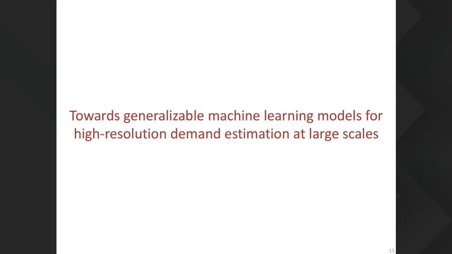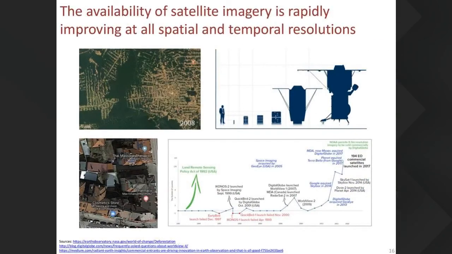And we're going to be relying on a lot of machine learning type tools to do that. And what I'm going to present is really a research direction that a lot of academic groups, my group included, but also groups at other universities, notably Jay Taneja's group at the University of Massachusetts Amherst. We're all kind of moving in a direction towards this goal of generalizable machine learning models for high resolution demand estimation at large scales. And this is what I'd like to talk to you about now.